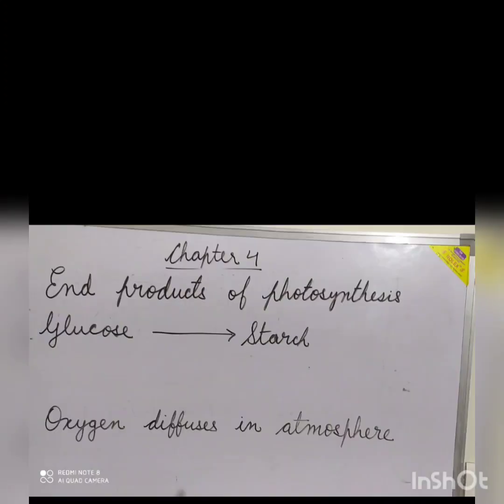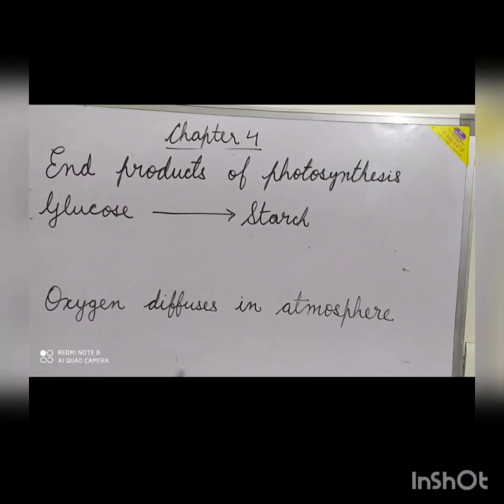What happens to the end products of photosynthesis? The glucose is either immediately used up by the cells or it is stored in the form of starch in the leaves. The oxygen produced diffuses in the atmosphere and is used for the respiration of plants and animals.